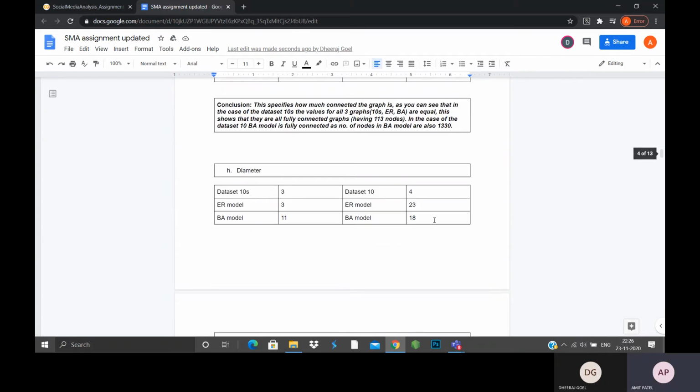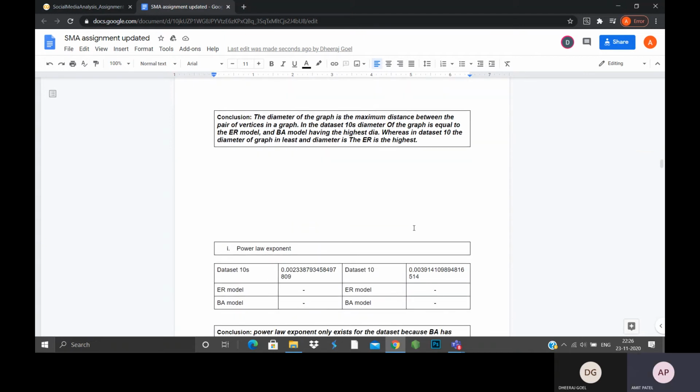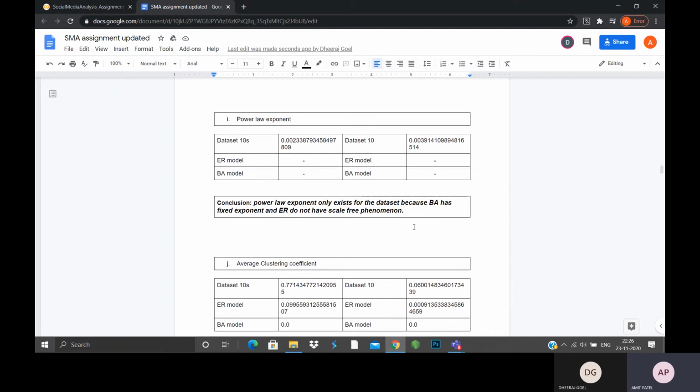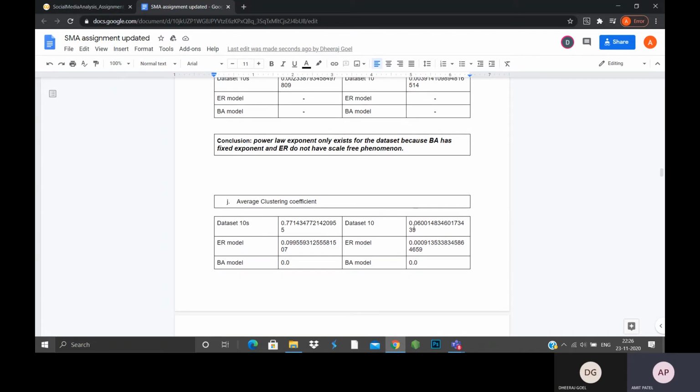And it comes to be 4 for our data set 10, and 23 for the ER model and 18 for the BA model. Later, we have the power law exponent. Power law exponent only exists for data set 10, but not for BA and ER model, as BA has a fixed exponent value and ER has scale free phenomena, and scale free phenomena doesn't show any power law exponent, right?